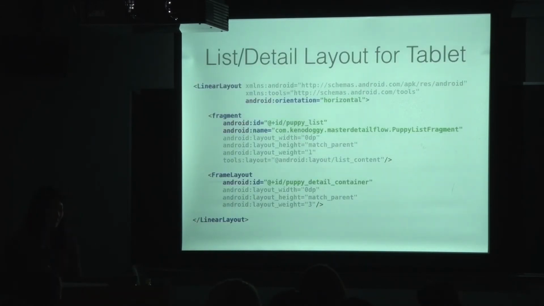So in the tablet layout, I've defined a horizontal linear layout and included a static fragment for our list, along with a frame layout to serve as our detail container. These are going to display side by side on the screen. The tablet layout will not feature the animation since we don't have the collapsing layout. I'm just using a frame layout, nothing more.